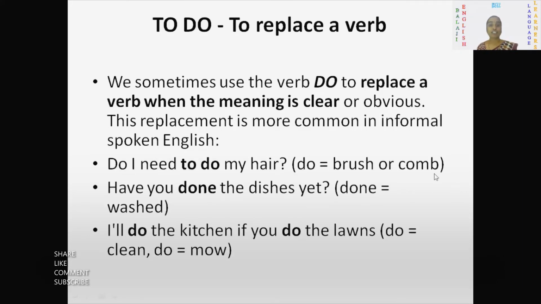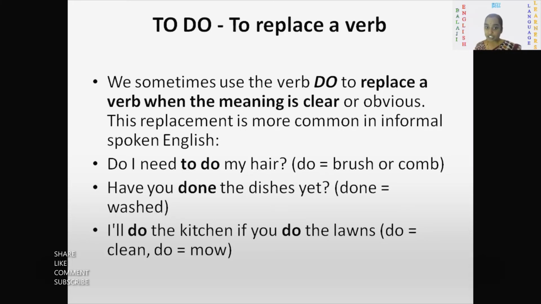Okay. Next, sometimes we use do also to replace a verb. Why do we use it? To make the meaning clear or obviously correct. Like in spoken informal English, what do we say? We say, do I need to do my hair? Do I need to do my hair? That means, do I need to brush my hair or do I need to comb my hair?